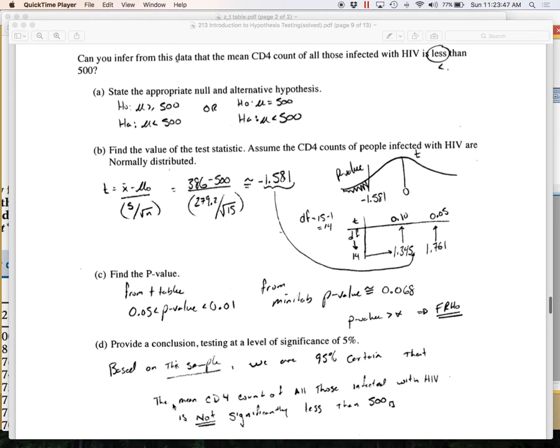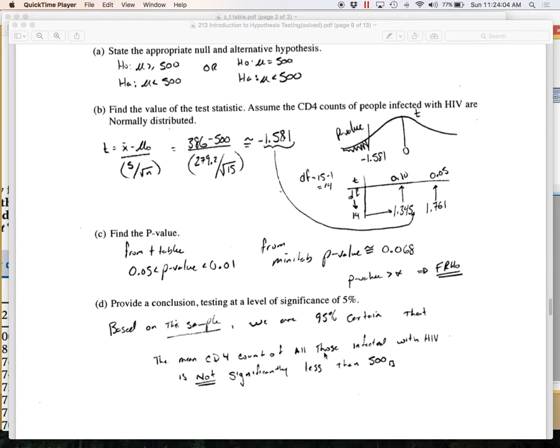We say the mean appears to be not significantly less than 500. So we are not going with this idea. This doesn't appear to be true. Mu does not appear to be less than 500, at least significantly. So the mean is not significantly less than 500.